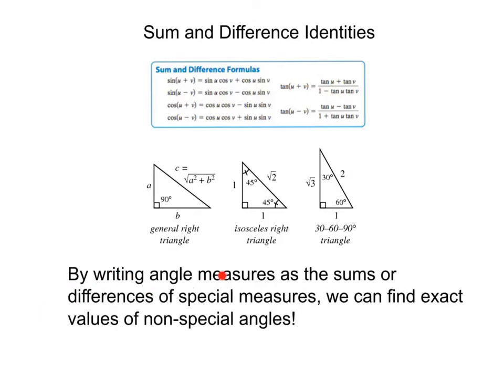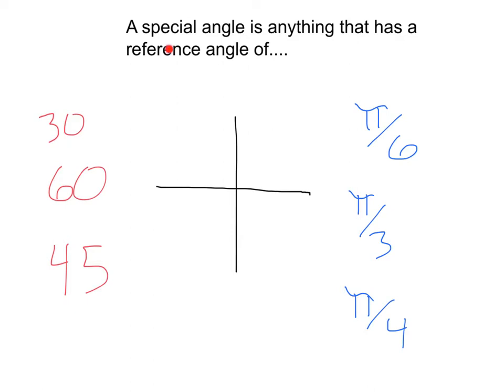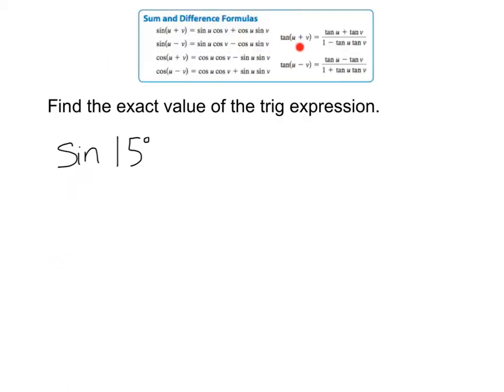By writing angle measures as the sums or differences of special measures, we can find exact values of non-special angles. A special angle is anything that has a reference angle of 30, 60, or 45 degrees, pi over 6, pi over 3, pi over 4 radians, or if it happens to land on any of our axes. Let's check out how to use these.